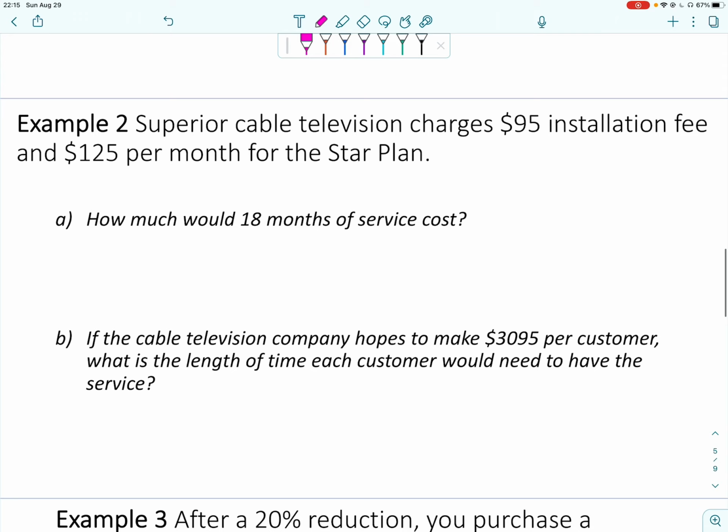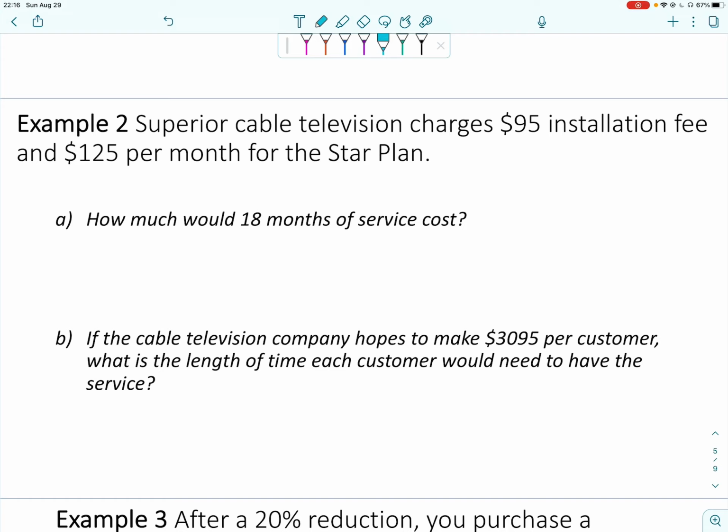So a second problem. Superior Cable Television charges $95 for an installation fee and $125 per month for their Star plan. How much would 18 months of service cost? And then we also want to know if the cable television company hopes to make $3,095 per customer, what is the length of time each customer would need to have the service?